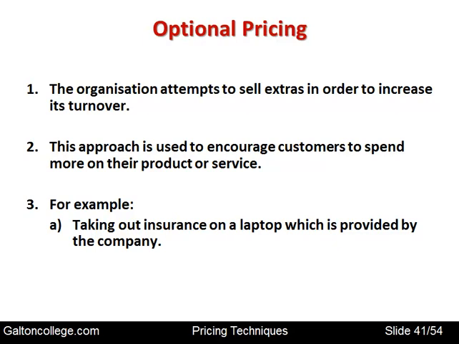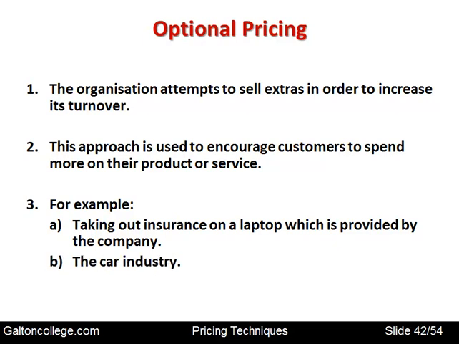Taking out insurance on a laptop, which is provided by a company. So we go to buy a laptop or a desktop computer or whatever, a tablet. We think we're just buying it, and when we get to the counter, they offer us the opportunity to buy something to go with it, insurance. In case we lose it or it breaks or we drop it or something, it's insured. So they're selling a second product. The second product is insurance.